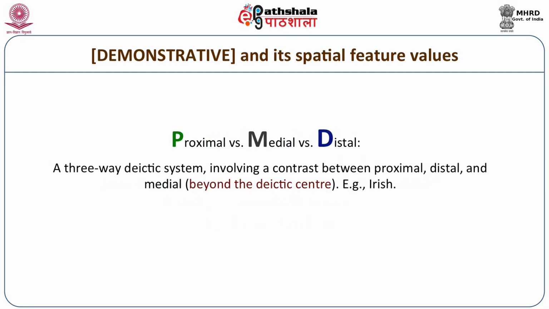English and Hindi are two examples of these languages. A second group of languages can make a distinction between proximal, medial, and distal. This is a three-way deictic system involving a contrast between proximal, included in the deictic center, distal, outside or beyond the deictic center, and a medial, beyond the deictic center but not really very far away. Irish is such a language.